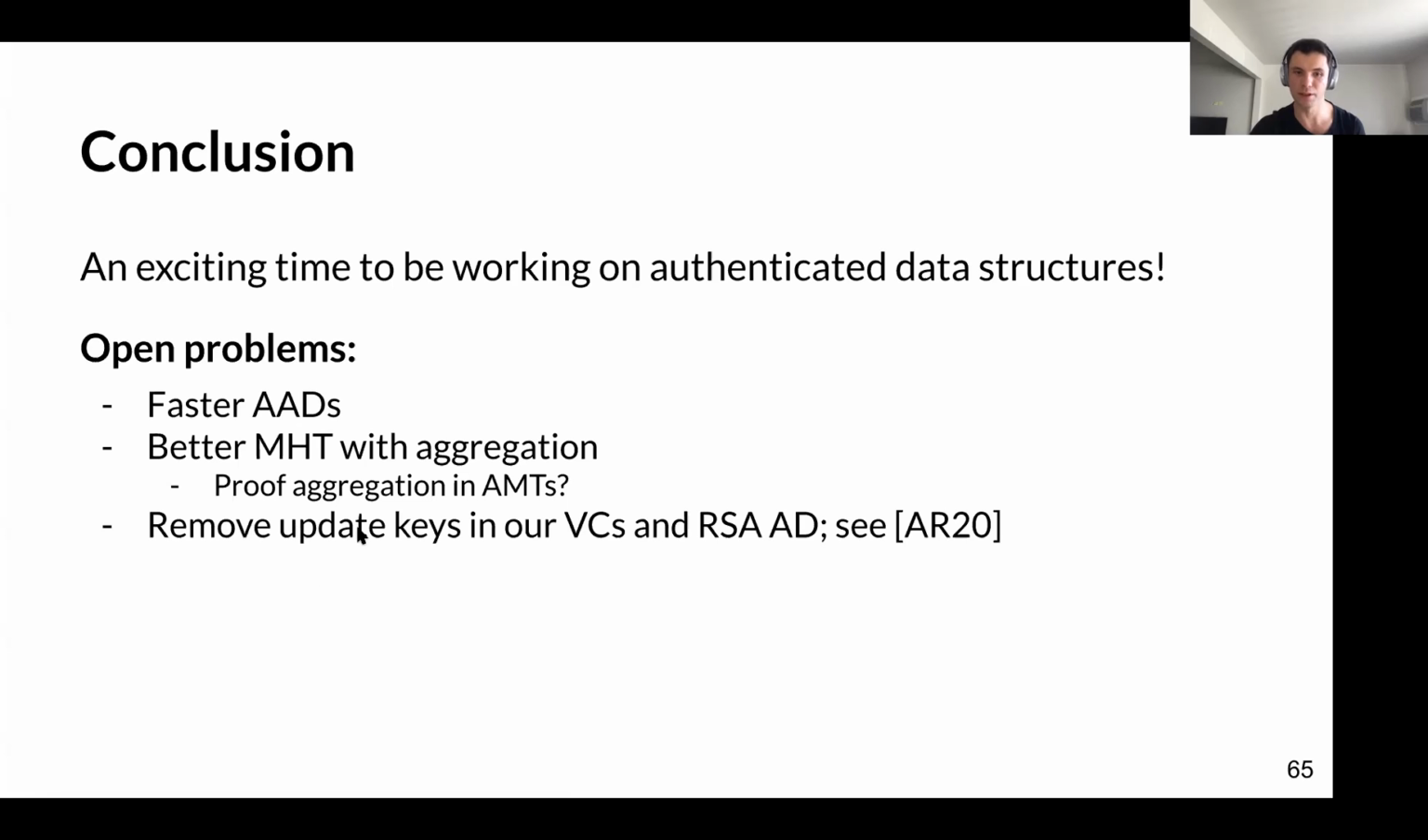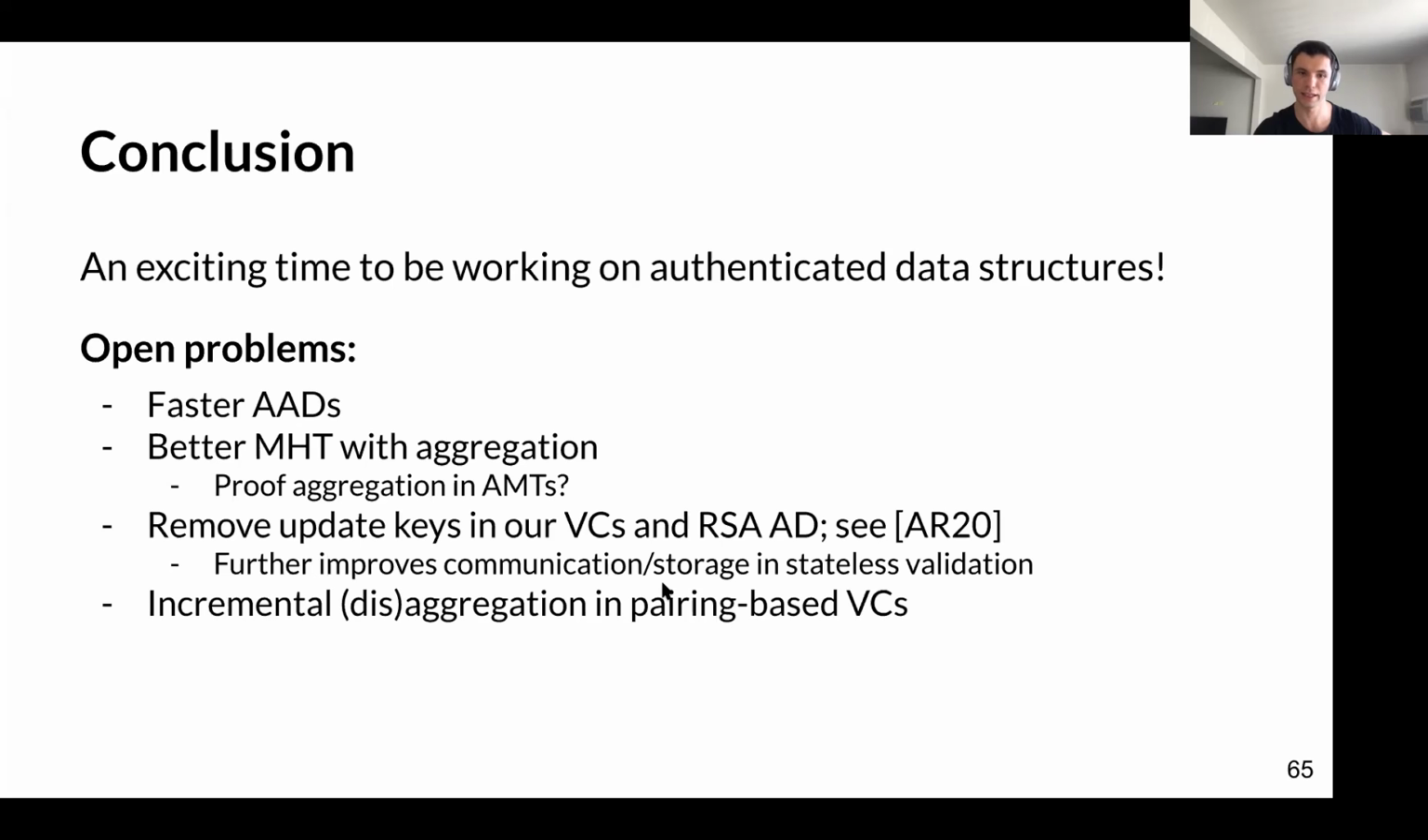Can we remove the need for these update keys altogether in our VCs and in our RSA authenticated dictionary, which I didn't have time to present? And actually, the answer seems to be tentatively yes. And there's a new paper on this in Asiacrypt 2020 that does this for an authenticated dictionary similar to ours. So please check that out. It's actually a very cool construction. And if we can remove these update keys, that would also further improve communication and storage in stateless validation.